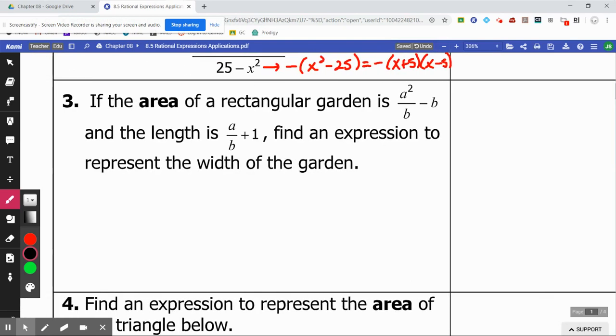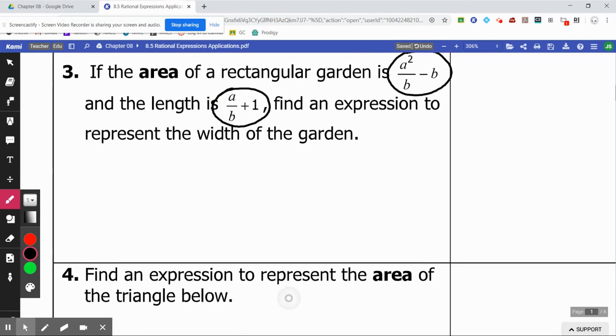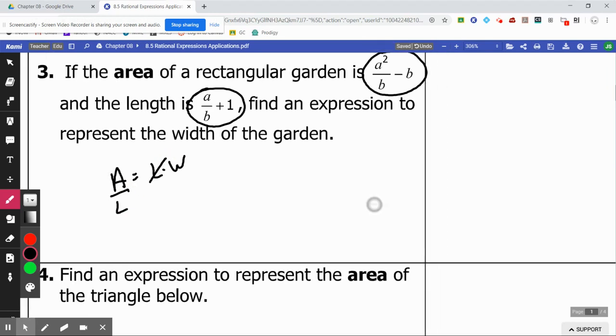The area of a rectangular garden is this. The length is this. Find an expression for the width. So since we know that area is length times width, we're given an area and we're given the length. So we could actually move this over and divide. The width is going to be area divided by length.